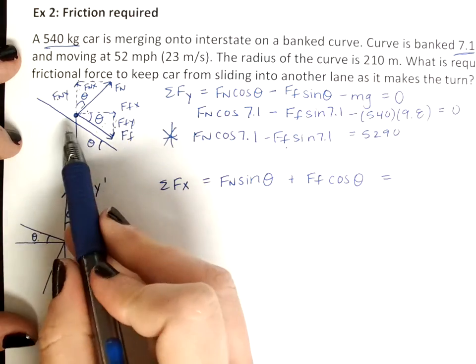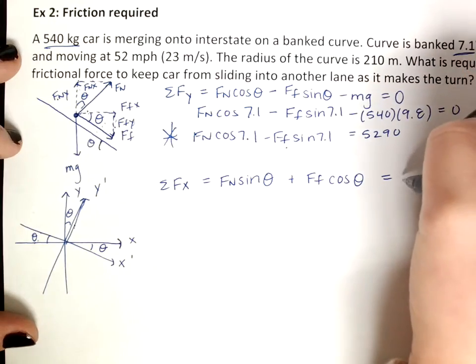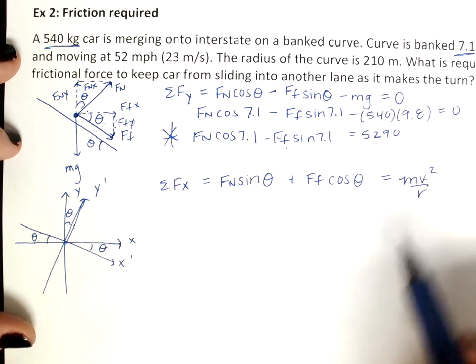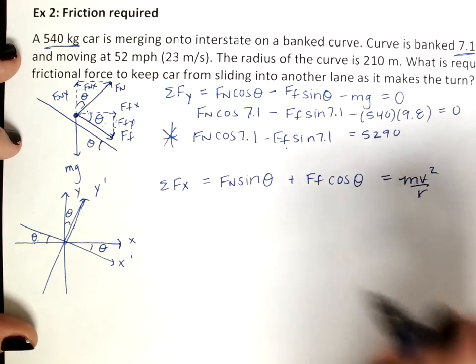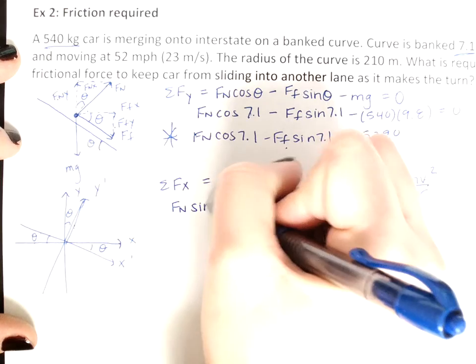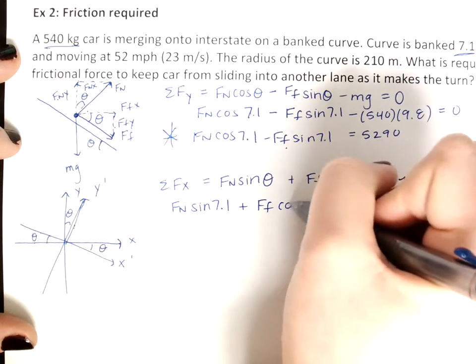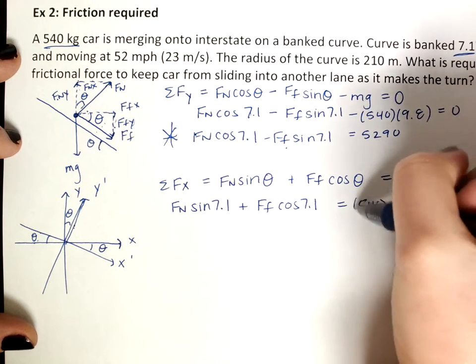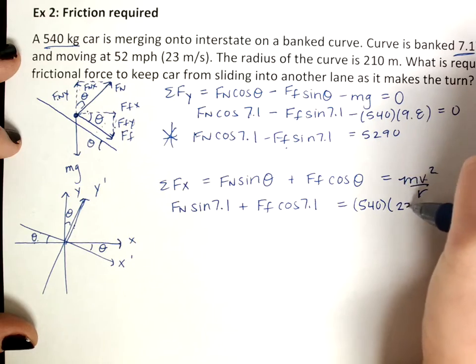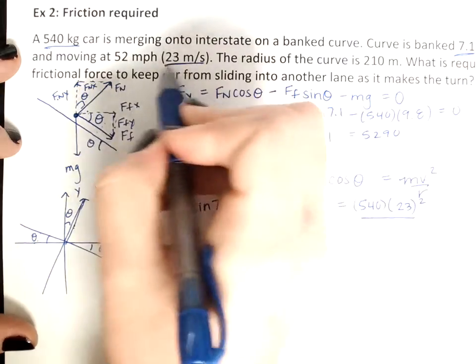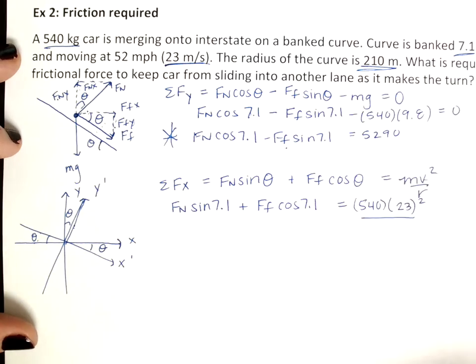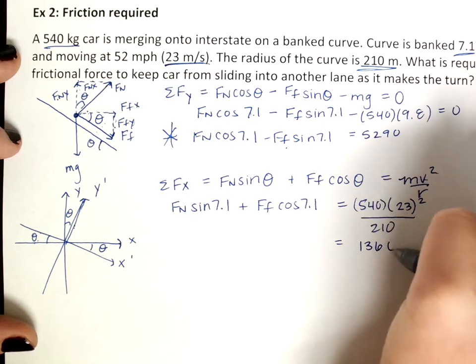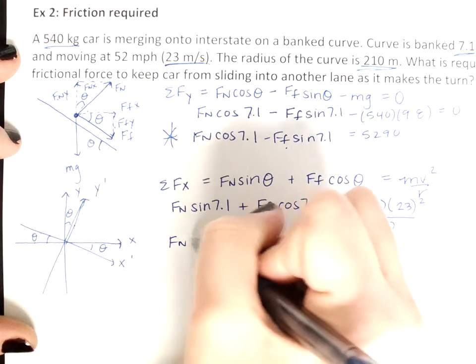equals, and this is what's keeping our car going in the curve, so it does have a centripetal acceleration, mv squared over r. I went ahead and plugged the v squared over r in directly for a_c. So we're left with Fn sine 7.1 plus force of friction cosine 7.1 is equal to, let's plug our numbers in, 540 times 23 squared. That was our speed, 23 meters per second. And our radius on the curve is 210, so divided by 210. This number is equal to 1,360. I'm just rewriting the same equation.